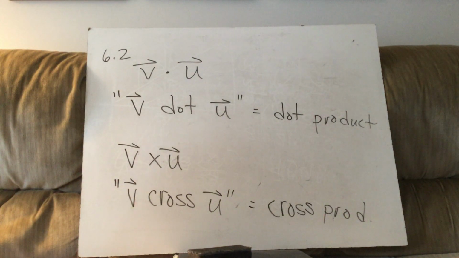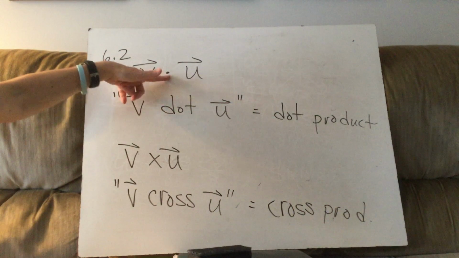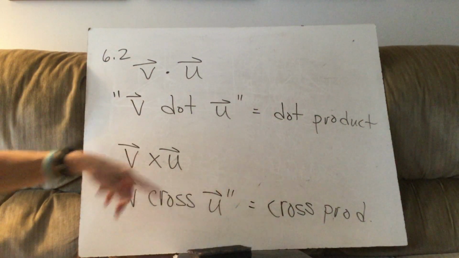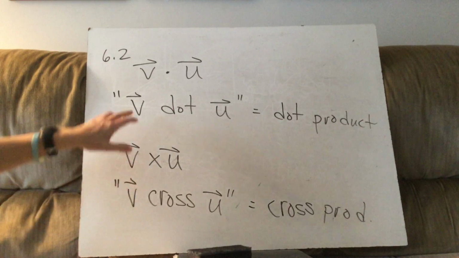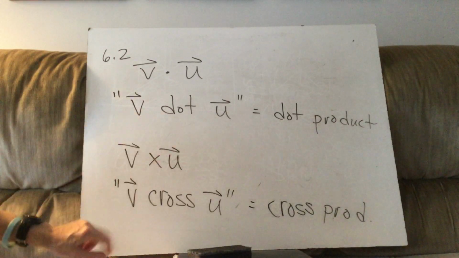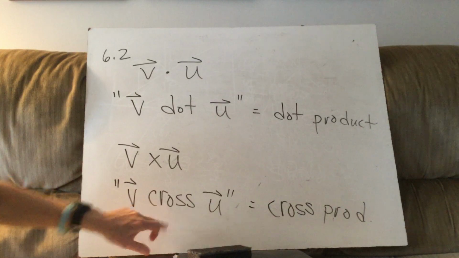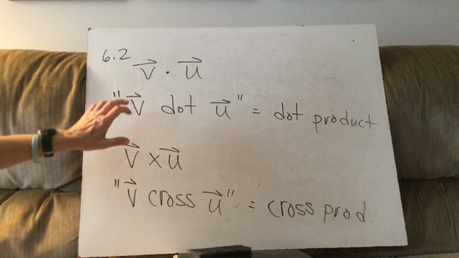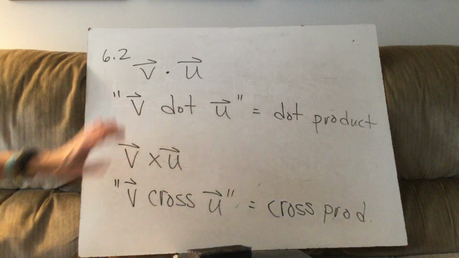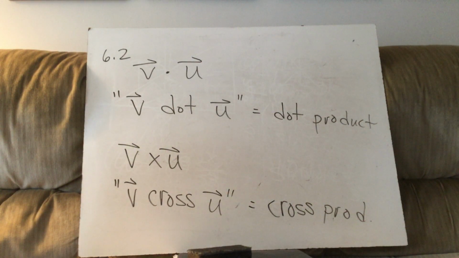So we never say v times u, even though we know that is a times symbol. We never say v times u when we're talking about vectors. We have to say either v dot u or v cross u. Now, today's lesson is about the dot product. So we're going to be focusing entirely on the dot product. So we'll be finding v dot u.